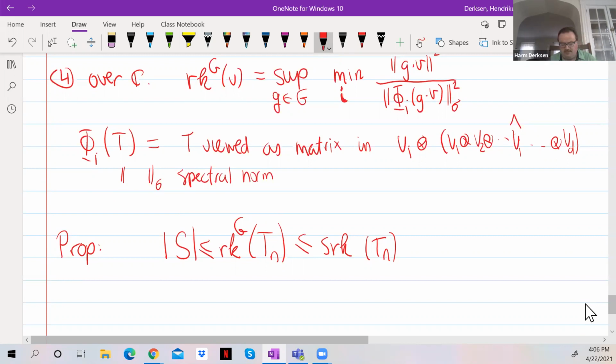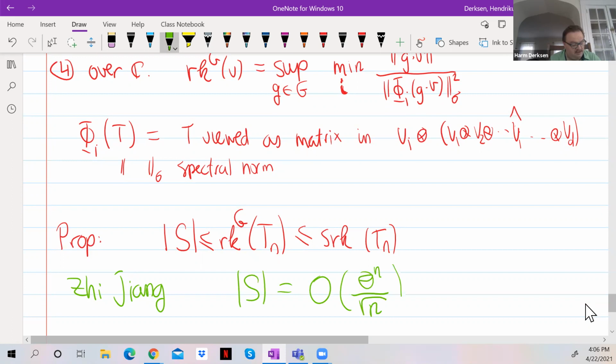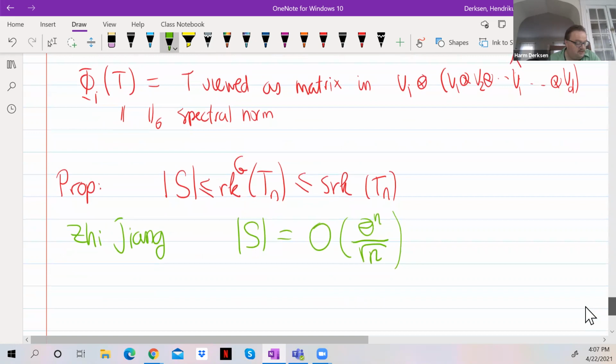And even asymptotically, the bound by Ellenberg and Gijswijt didn't say anything about the constant. In fact, my student Xie Jiang improved this bound of Ellenberg and Gijswijt. He proved that this cardinality is actually O of theta to the power n, but you can actually divide by square root of n. So it's an asymptotic improvement.